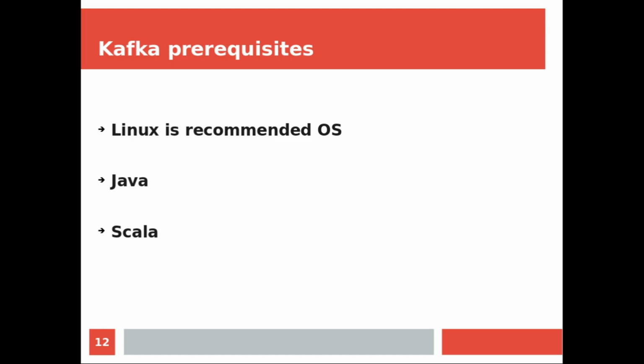But before we start, I just want to say that the recommended operating system for running Kafka is Linux, and I'm running Linux locally. If you're using Windows or some other operating system, you can create a virtual machine, or you can also try to install it on Windows. It will work, but the recommended operating system is Linux.